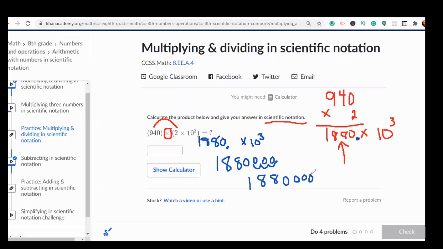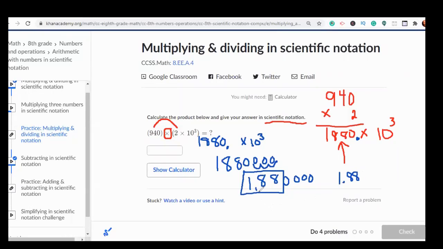1,880,000. That's our standard form number. The question asked us to put it in scientific notation. So now we'll just go through our 3-step process and put it into scientific notation. Focus on the numbers. Make the number be between 1 and 10. So we're going to make this be 1.88.